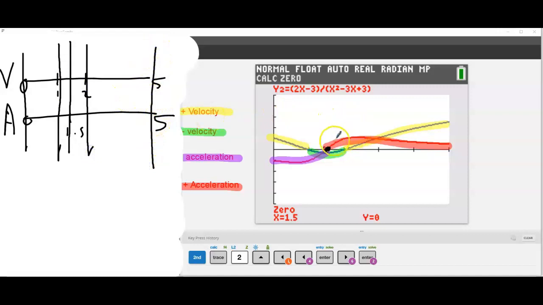Okay. Now, as you guys can see, on the interval from 0 to 1, my velocity is positive. And my velocity is also positive on the interval from 2 up to 5. My velocity is negative in between 1 and 2, so negative here, negative here. My acceleration is negative from 0 up to 1.5. And then it's positive from 1.5 on up to 5.